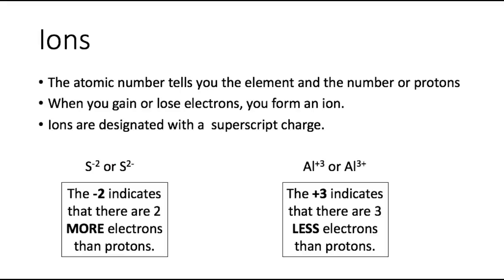When we look at S minus 2, the minus 2 indicates that there are 2 more electrons than protons. And in the aluminum with the plus 3 charge, the plus 3 indicates that there are 3 fewer electrons than protons. I know this can be a little confusing, but we want to remember that electrons are negative charges. So if we add more negative charge to the atom, then overall the atom will have a negative charge. And if we take negative charges away from the atom, then the atom will have a positive charge.